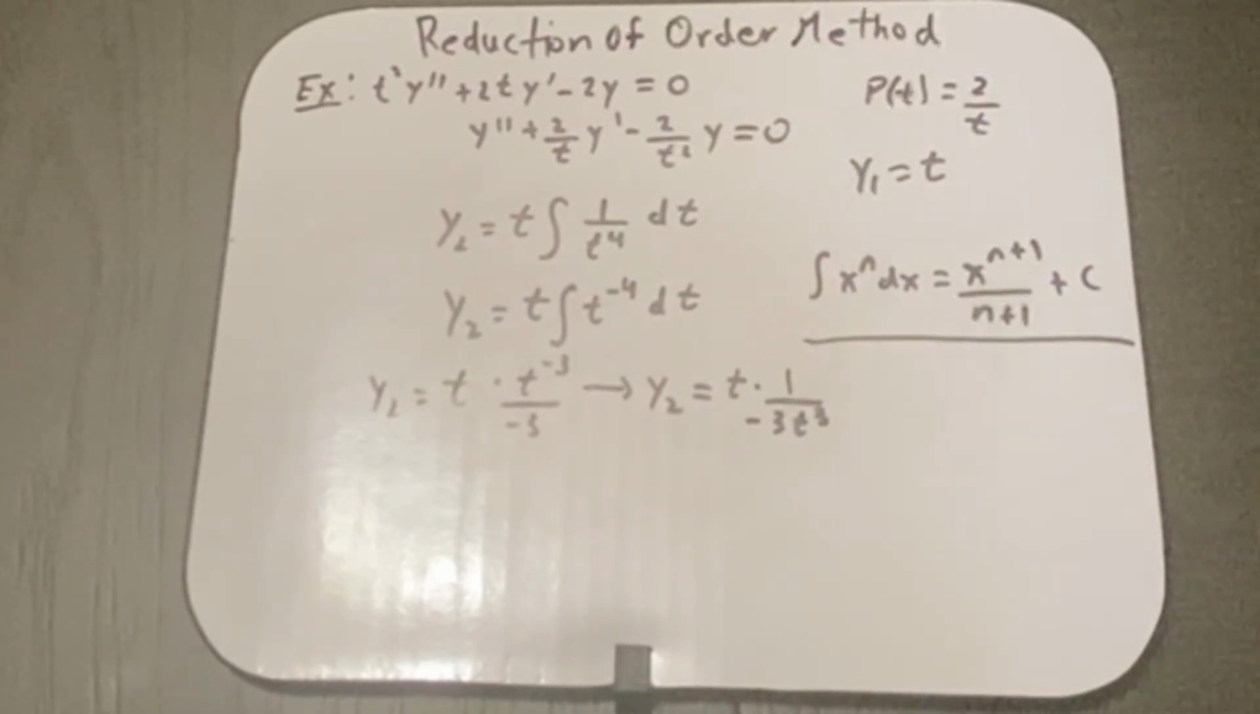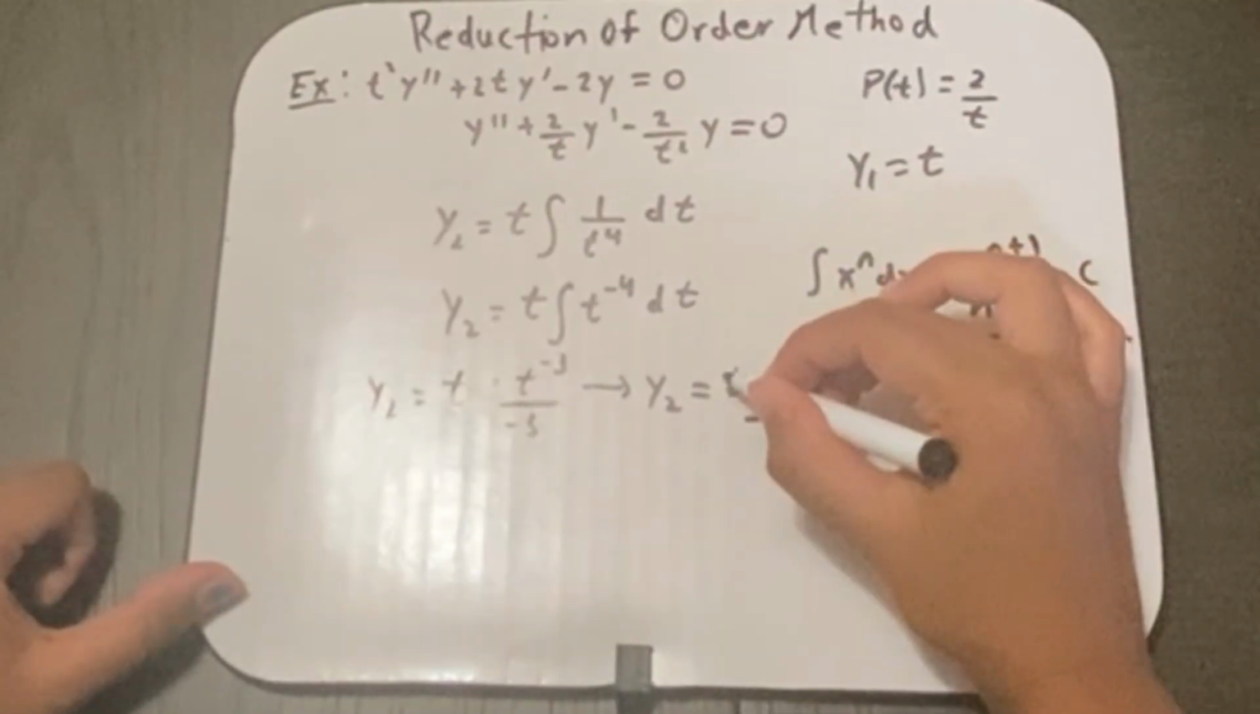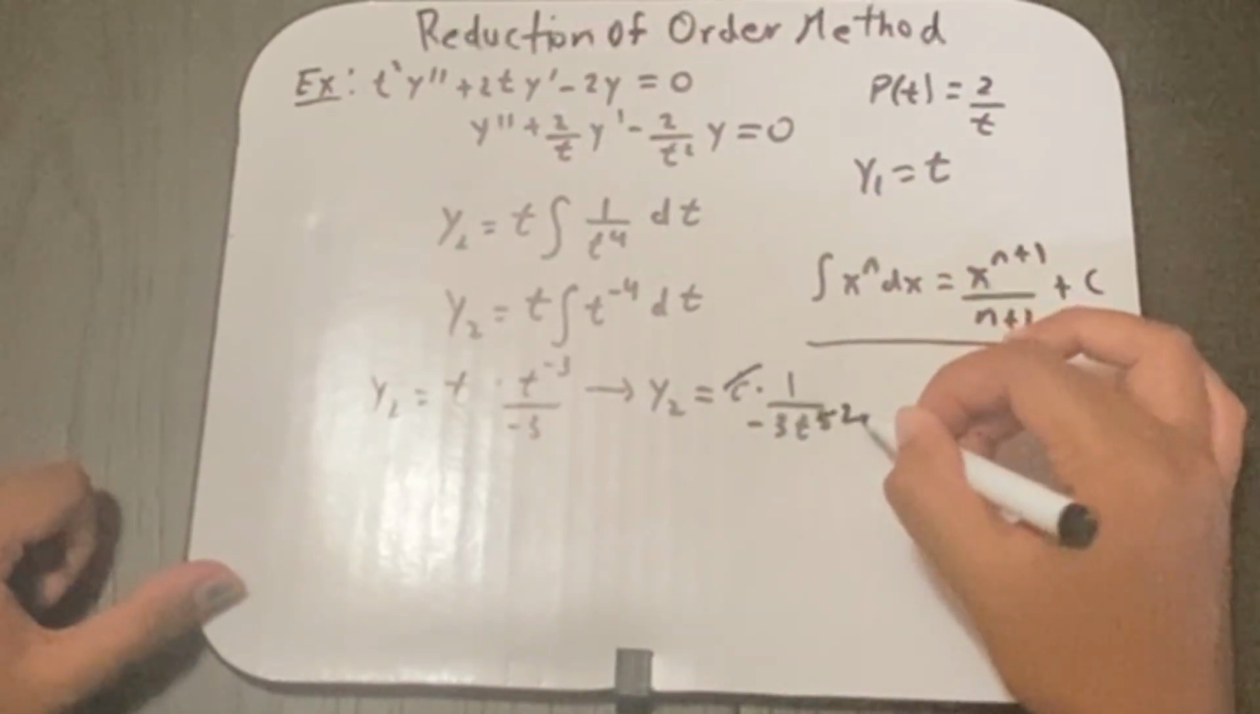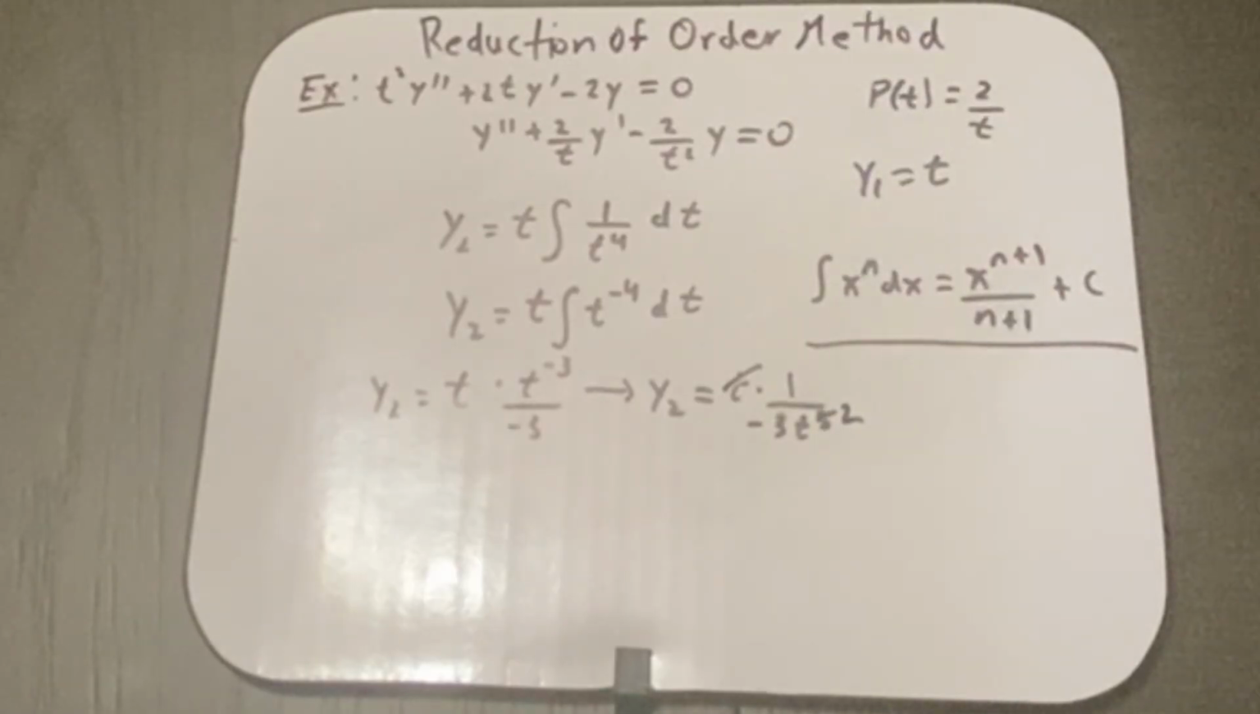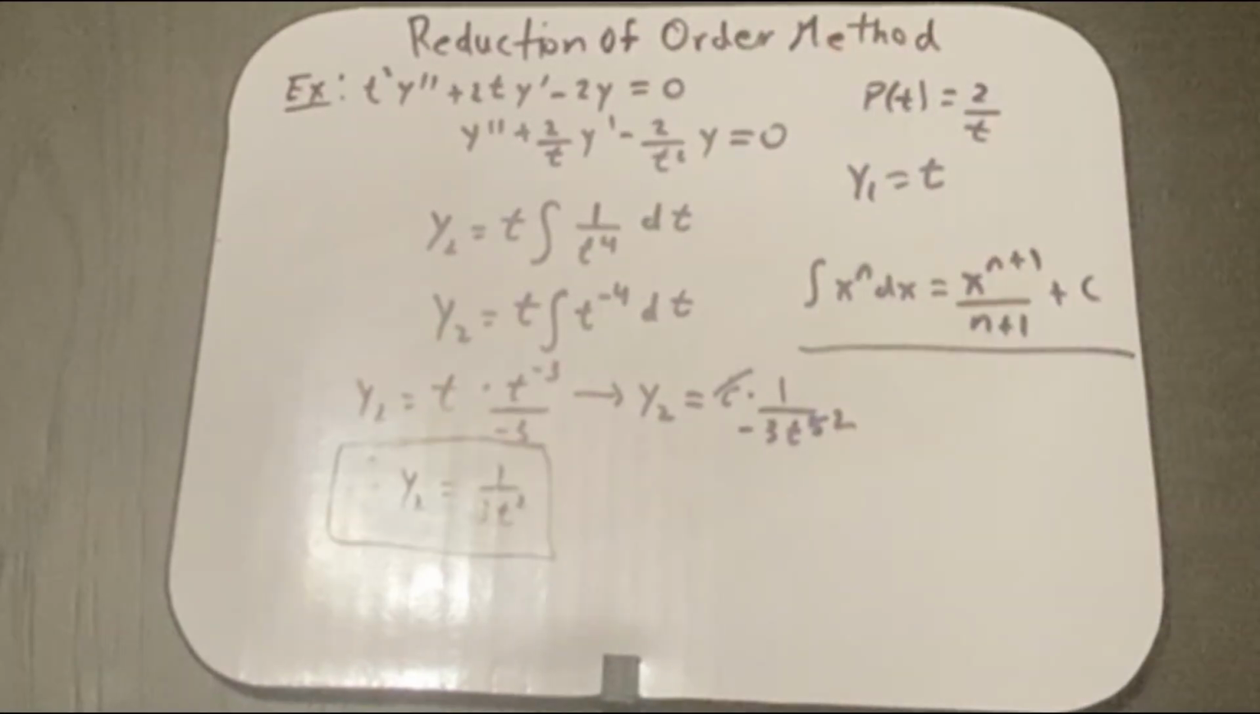So we can simplify this further and cancel out the t's. This t will cancel with this t to give us a t squared. So let's write out our final solution for y2. So our final y2 is equal to 1 over 3t squared. But we're not quite done yet. We still have to put this into the general form, or the general solution. So let's look at what that looks like.